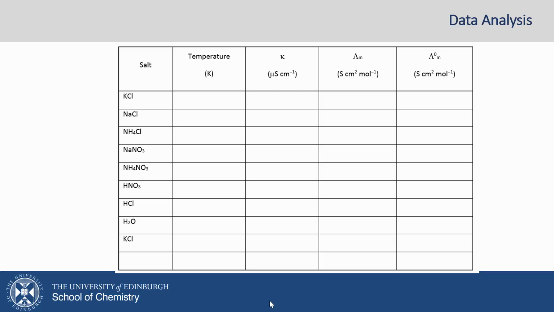Okay, so when you get your data, when you measure the conductivity kappa in microsiemens per centimeter for all of your salt solutions, you then want to calculate the molar conductivity and the limiting molar conductivity. The molar conductivity will be calculated by dividing kappa, the value you measure with the instrument, by the concentration. And remember, the concentration will need to be in moles per centimeter cubed. We can then calculate the limiting molar conductivity using the equation shown. The parameters involved are given in the manual.